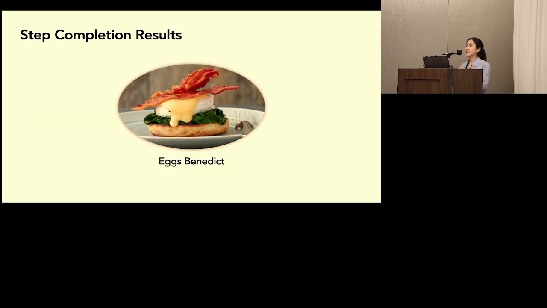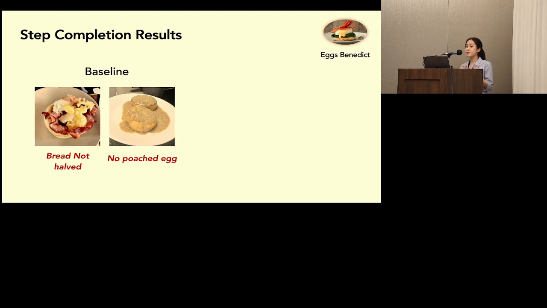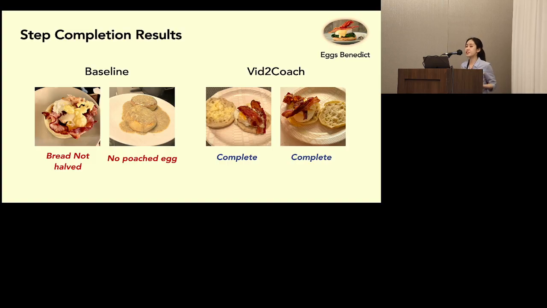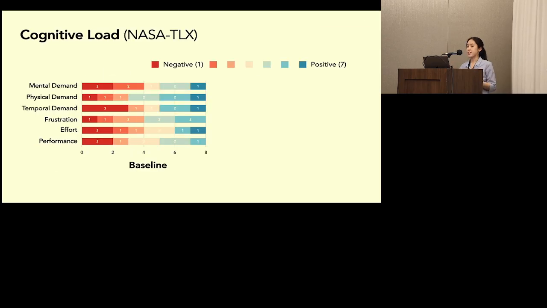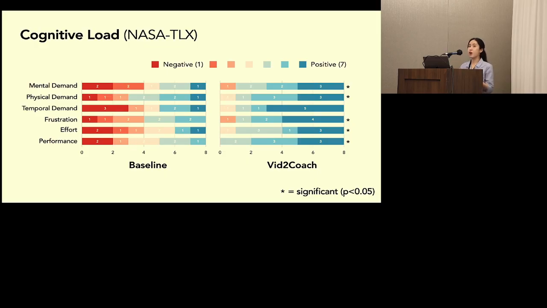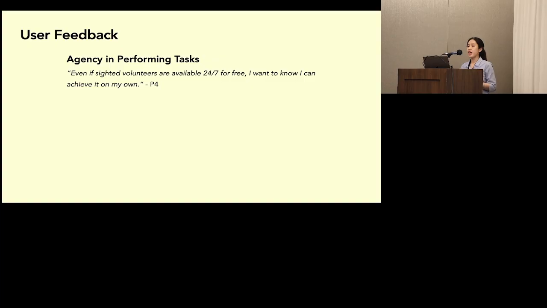In another task, they also made eggs Benedict. Baseline users forgot to halve the bread or couldn't poach the egg correctly, whereas Vid2Coach users completed it successfully, even assembling the Benedict. Beyond just reducing errors, compared to the baseline, Vid2Coach also involved much lower cognitive load. Participants mentioned having more agency in performing tasks, saying that even if sighted volunteers are available 24 hours all the time, they want to achieve it on their own.